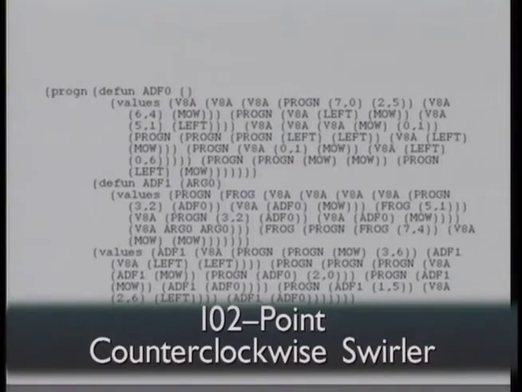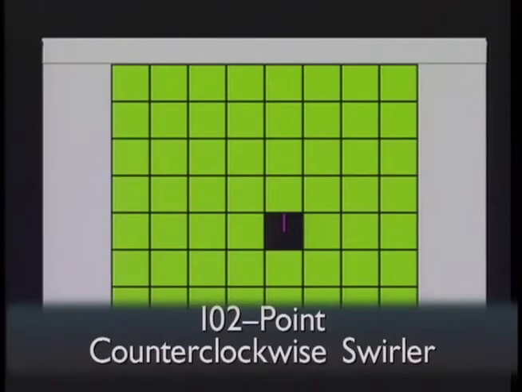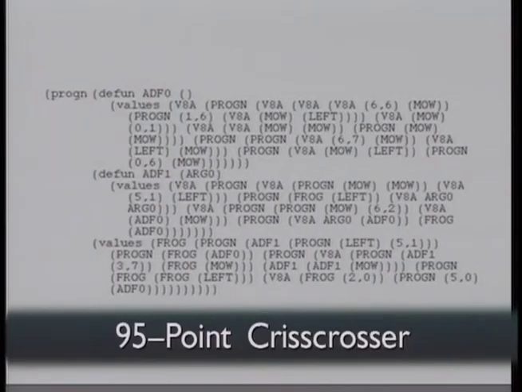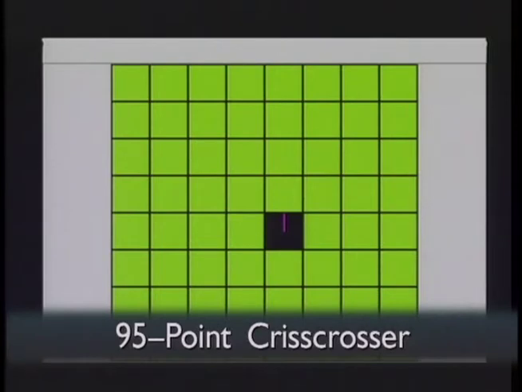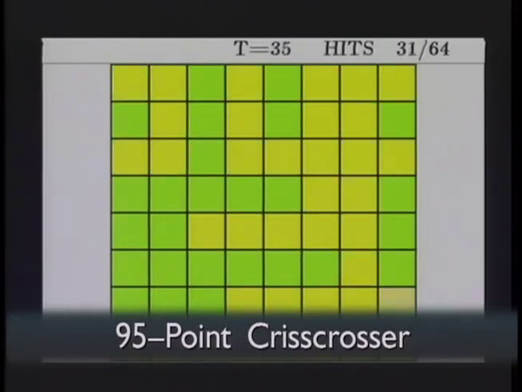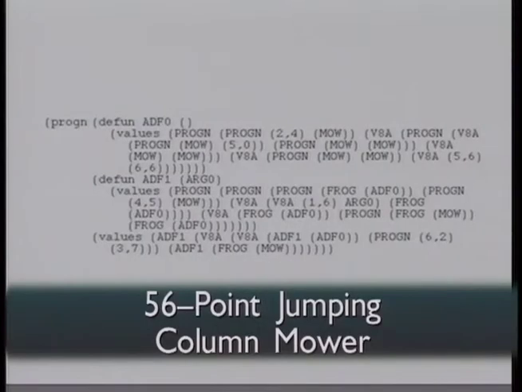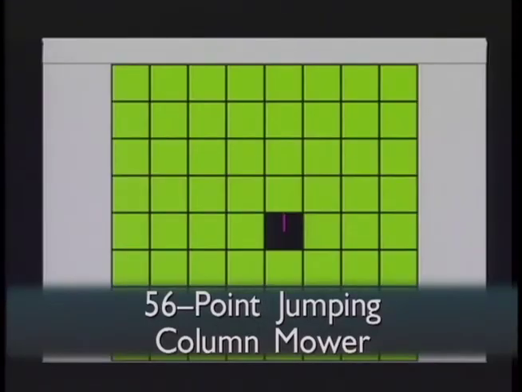Only about half of the genetically evolved programs are row and column mowers. Zigzaggers and swirlers are the next most common programming style created by genetic programming, accounting for about another 20% each. Crisscrossers like this one further illustrate the way that genetic programming with automatically defined functions varies considerably from run to run. This jumping column mower again makes the point that there are many different ways of exploiting the homogeneities and symmetries of a problem environment.